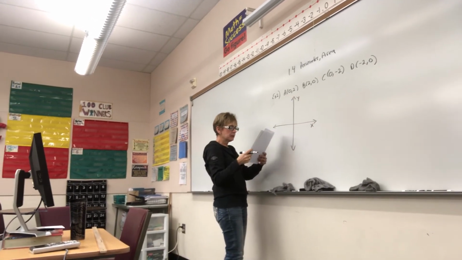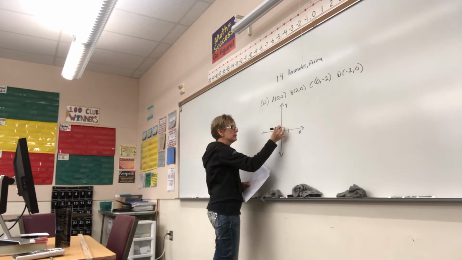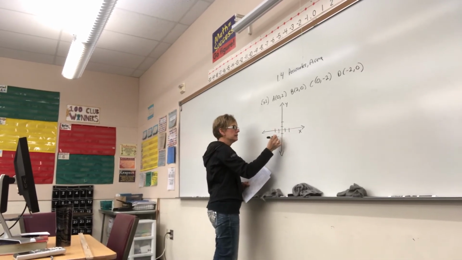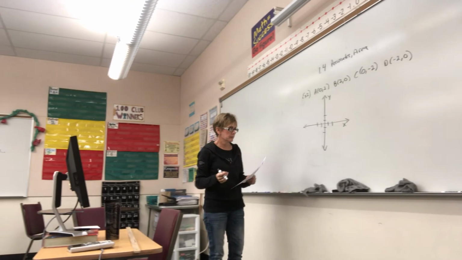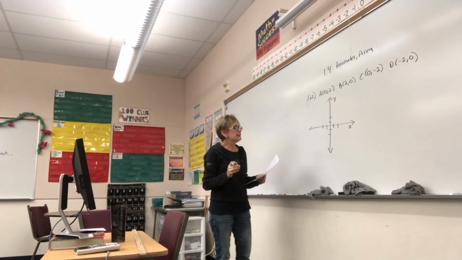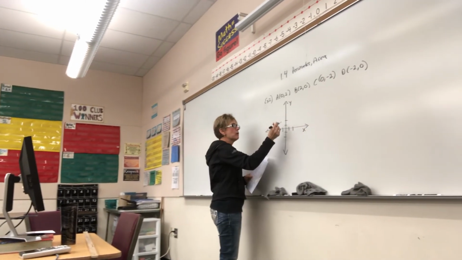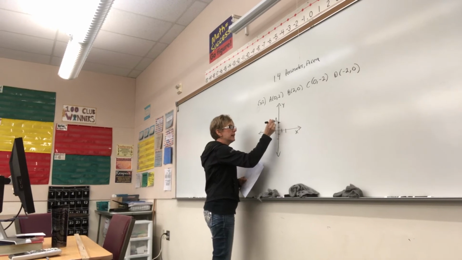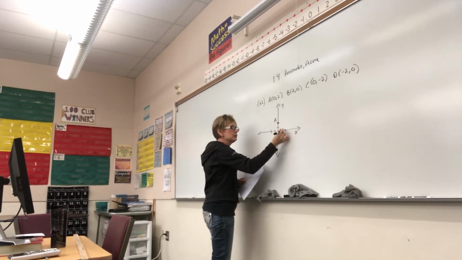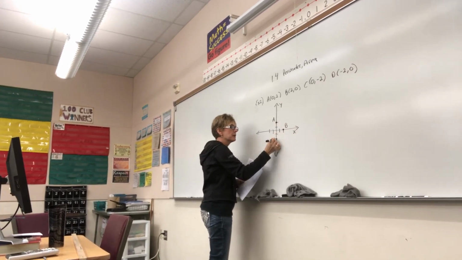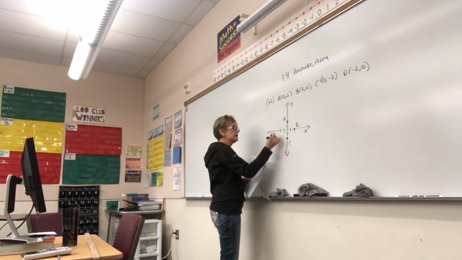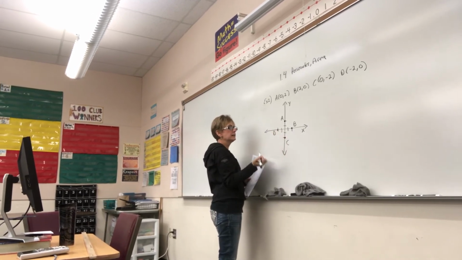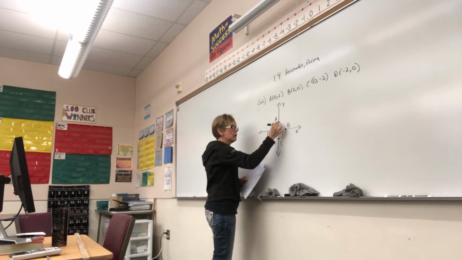In this particular case, we only need 2 tick marks on each axis, going in each direction. If A is at 0, 2, it's going to be 0 over and 2 up. That's A. B is at 2, 0. C at 0, -2. And D is at -2, 0. I'm going to draw our square.